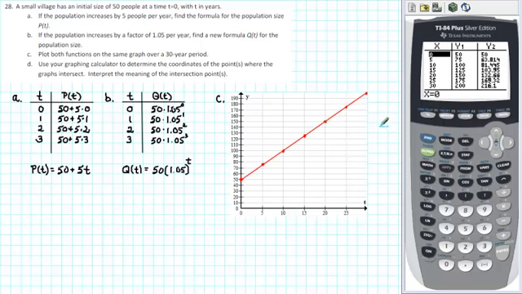To sketch a graph of y is equal to q of t, we can plot the points 0, 50, 5, 64, 10, 81, and so on until we get to approximately 30, 216. For y equals q of t, we can see that the points are not collinear. We'll just connect them with a smooth curve.